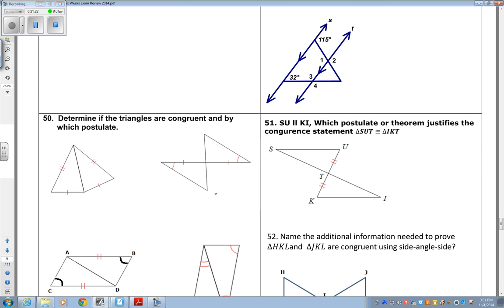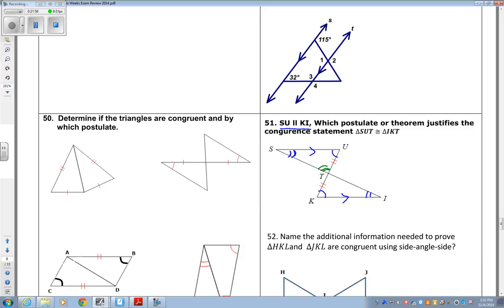So on 51, because they tell me SU is parallel to KI, now that you have parallel lines, now I have alternate interior. So now that those are parallel, you see we have two transversals. We have KU as a transversal, so there's alternate interior. And then SI is a transversal. All right, and then you're going to also have in this picture vertical angles.